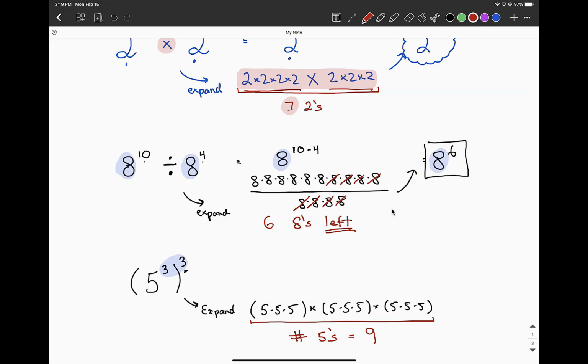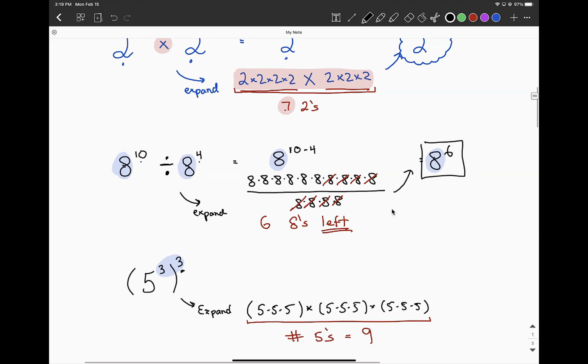This is called power of a power. Hopefully this shows you exactly what's going on behind the scenes. The base stays the same, 3 times 3, and leaving it in exponential form, we would get 5 to the 9th.